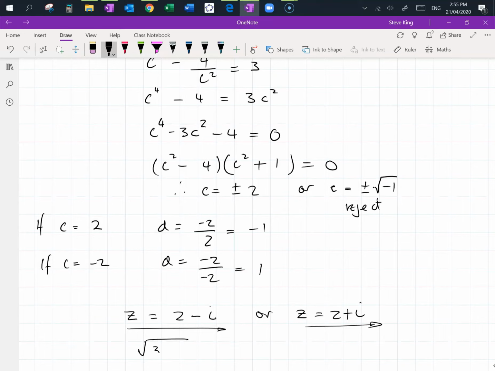The square root of 3 minus 4i is going to equal plus or minus (2 minus i).